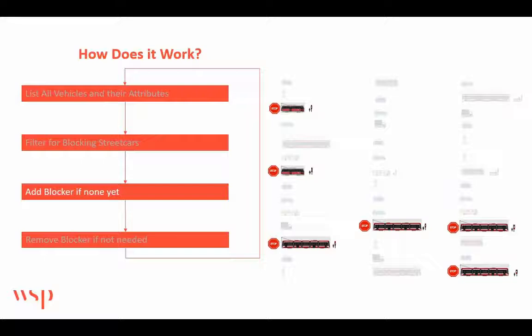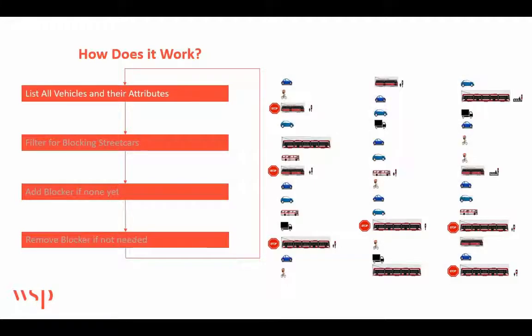And for every dummy blocker vehicle in the network, if there's no qualifying blocking streetcar next to it, remove itself. In this time step, we don't have to do that yet. But in the next time step, this program is repeated again. Python gets a new list of all vehicles in the network as well as their new attributes.